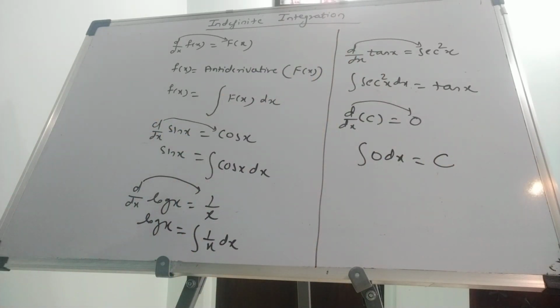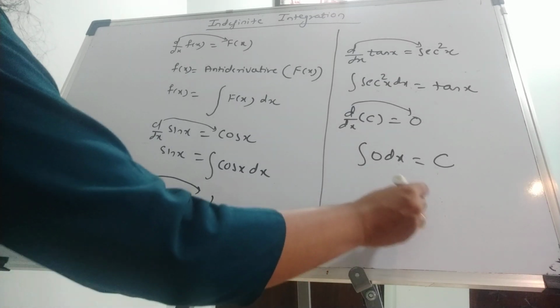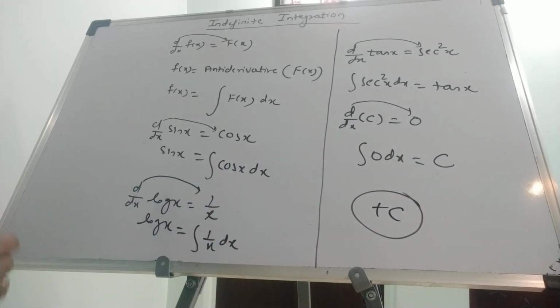While solving problems, you must have been told last time, in the final step what do we always write? Plus c. This plus c is very important and this c is written for that 0 term. So integration of 0 is not 0, that is written as c, a constant term.